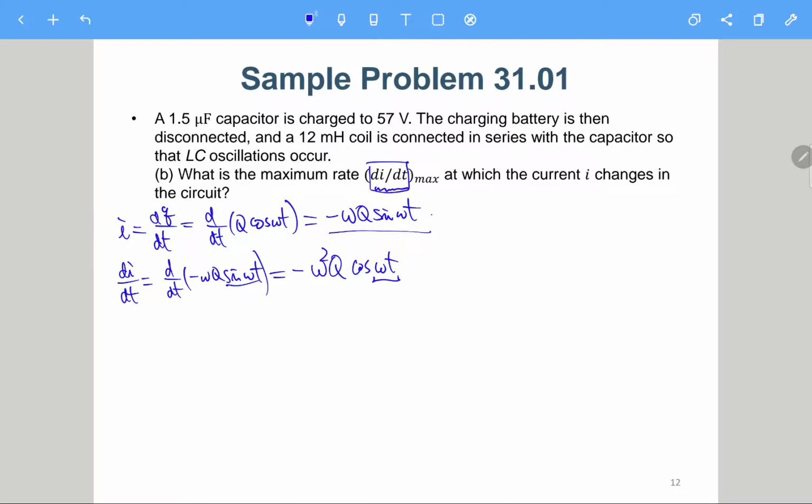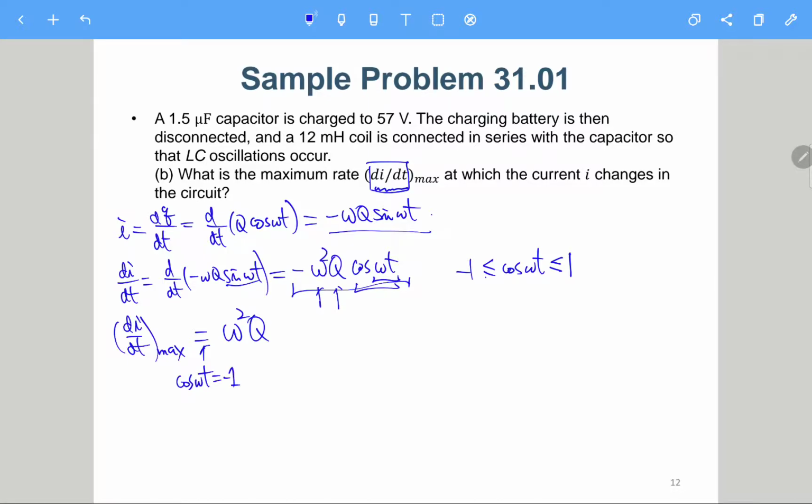Okay. So as we hope to find the maximum of this one, and this is a constant, cosine omega t is smaller or equal to 1 and larger or equal to minus 1. Which means that dI dt max should be omega squared Q. This is when cosine omega t equals minus 1 to cancel the minus sign, so it will take the maximum value.